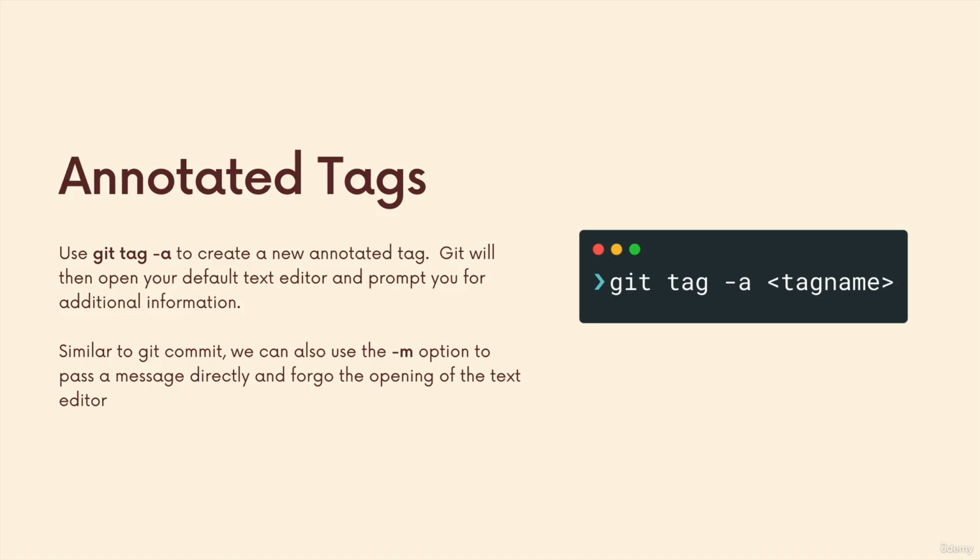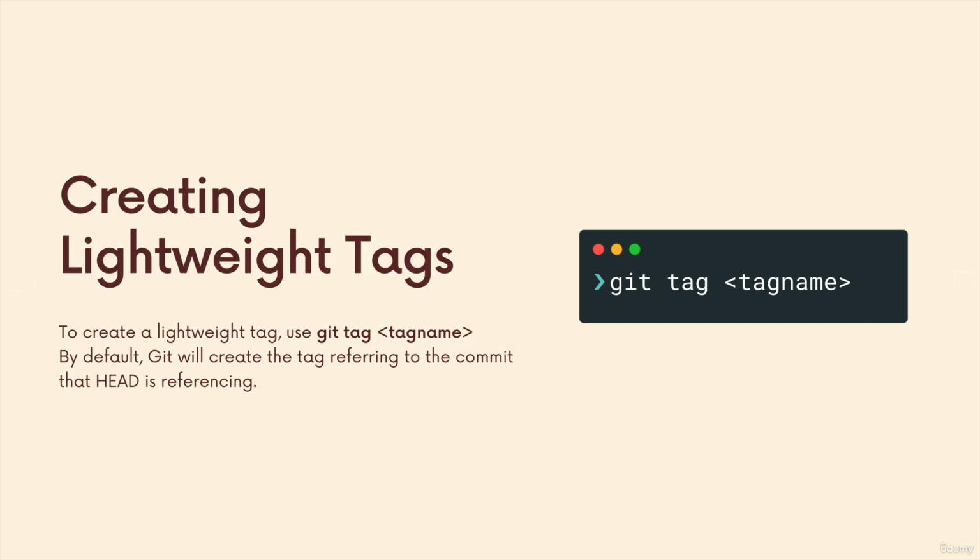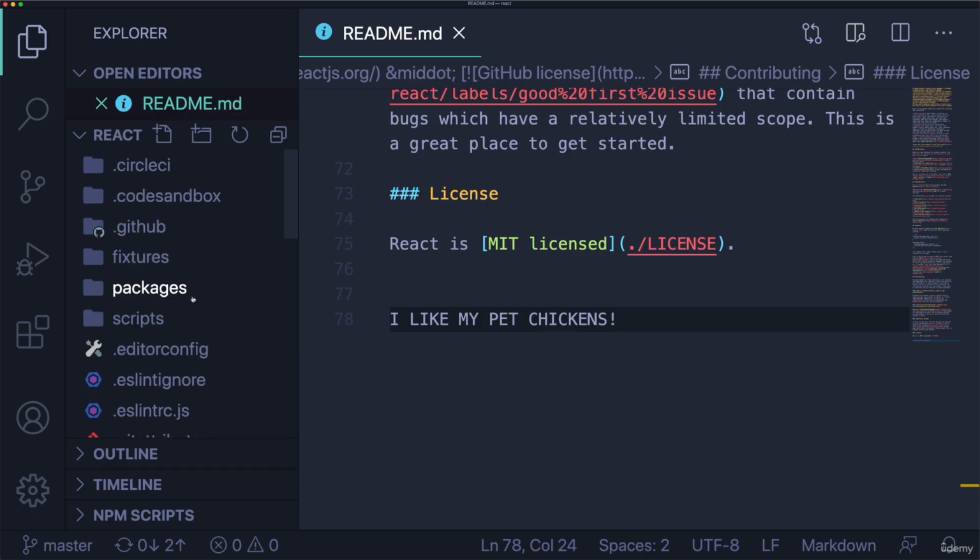Okay, so to make an annotated tag, we use the -a option for annotated. Otherwise, it's still git tag and then some tag that we're creating. And just like before, it will be based upon the current HEAD commit. Let's do some more significant changes now.